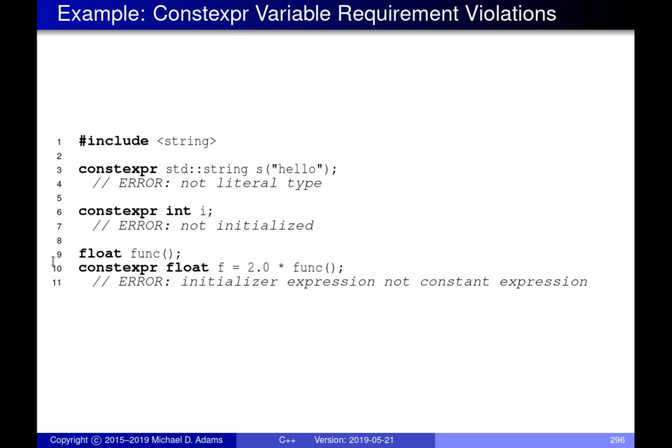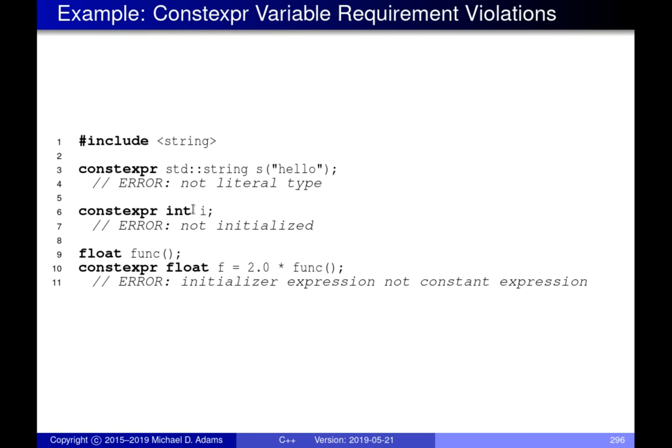So in this particular code example here, we have a bunch of constexpr functions and constexpr variables. The first one is not a valid constexpr variable. The reason is that if you look up the string type in the standard library, its properties are such that it's not a literal type. And again, the only variables you can make constexpr are variables that are of a literal type.